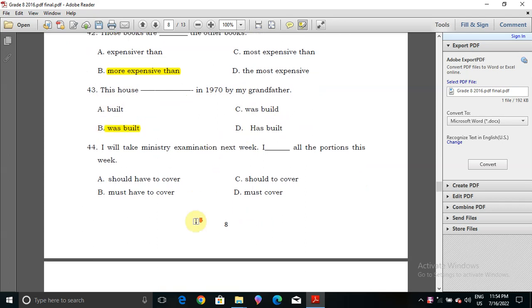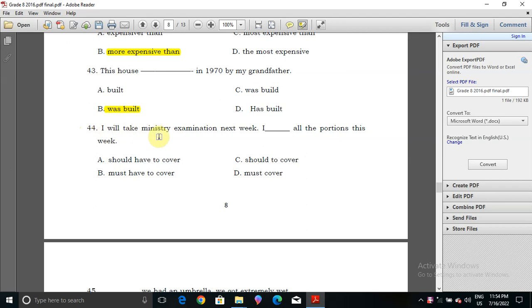Now in question number 44: I will take the ministry examination next week. I dash all the portions this week. Now something will happen in the future, right?